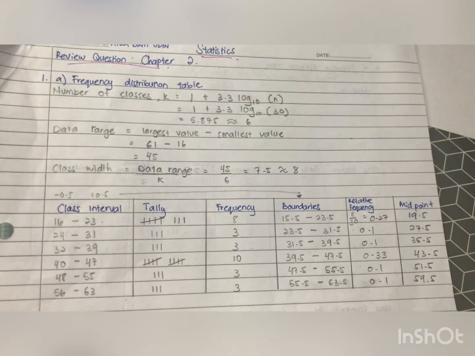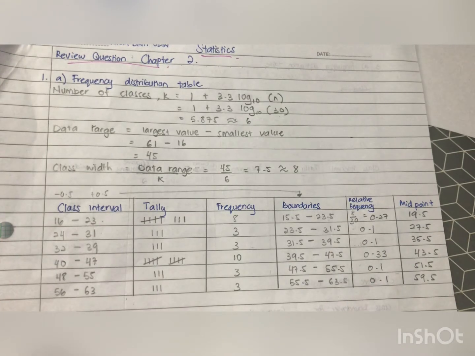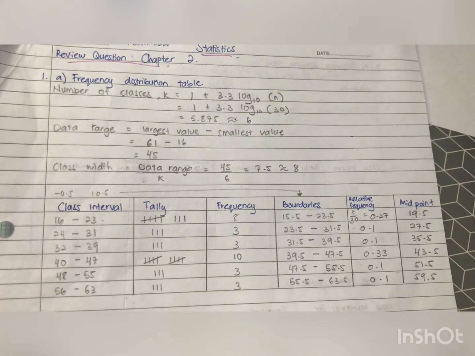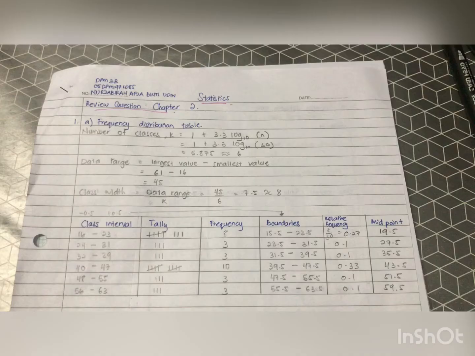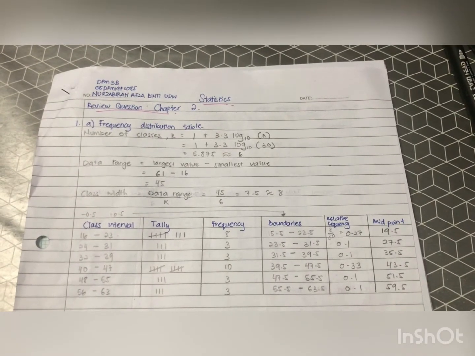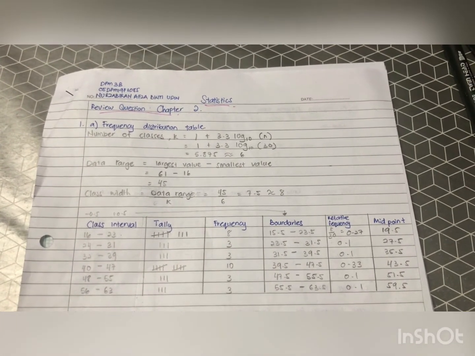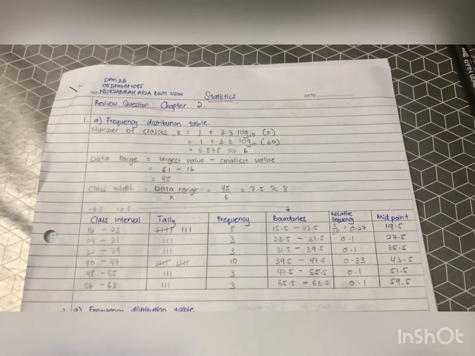So, this is how we answer the question of constructing a frequency distribution table. There are three things that we need to remember. The first one is how to find the number of classes, which is k, the second one is how to find the data range, and the third one is how to find the class width. So let's take a look at how to find the number of classes, which is k. By the way, these three main points have their own formula.